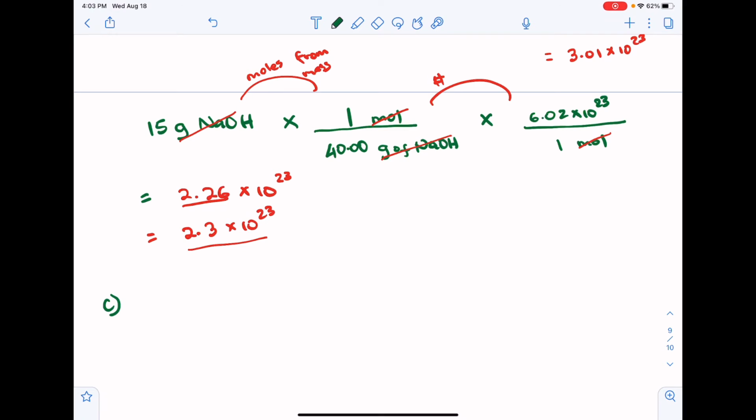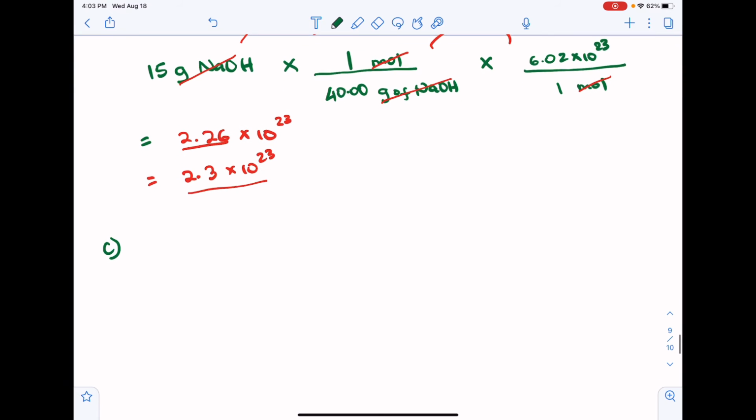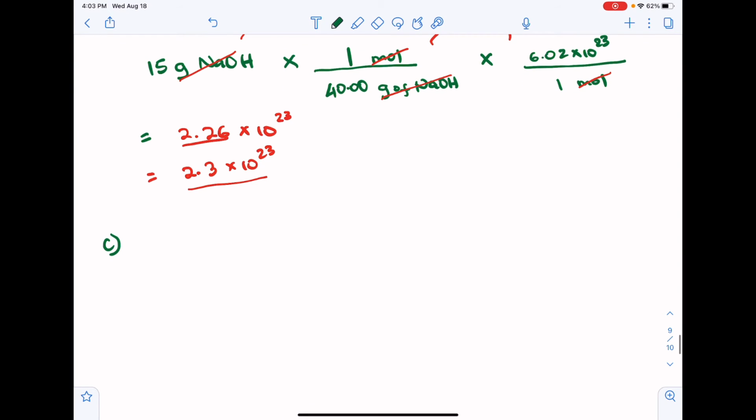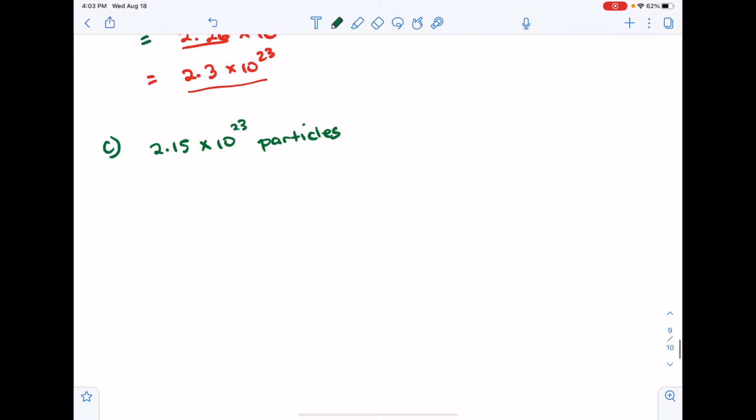I will not use dimensional analysis for this one. I'll do it step by step, so that if you're the kind of student who prefers not to use dimensional analysis, this can help you. I'm given 2.15 times 10 to the 23 particles, and I'm supposed to figure out how many moles, and then how much mass is in that.